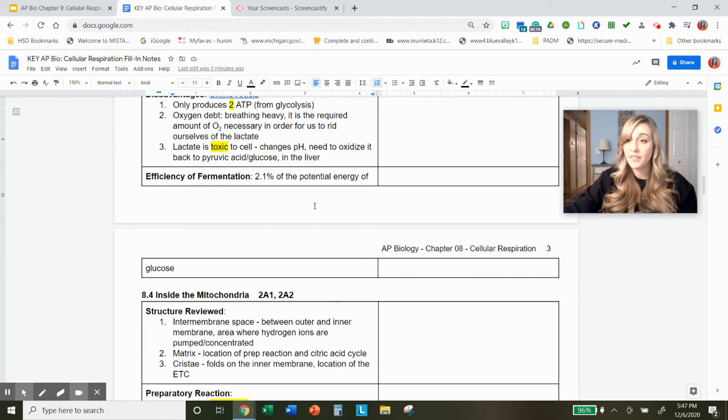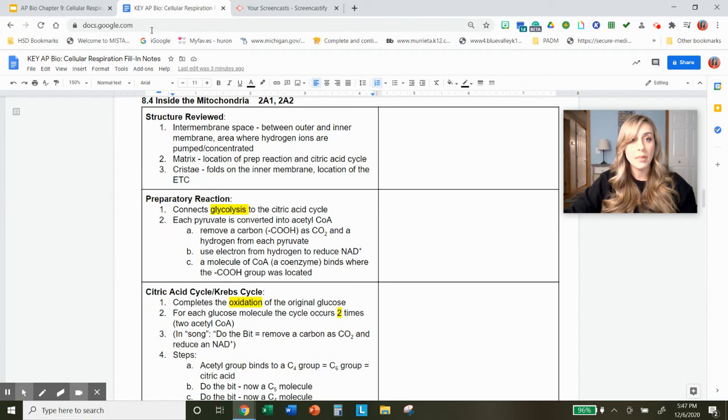And in terms of efficiency, when we perform cell respiration, we're only getting 39% of the available energy from glucose. Look at fermentation, only 2.1% of the potential energy of glucose. So very inefficient, quick energy in terms of 2 ATP, but very inefficient in the breakdown of glucose. Okay, so let's go back to our notes.